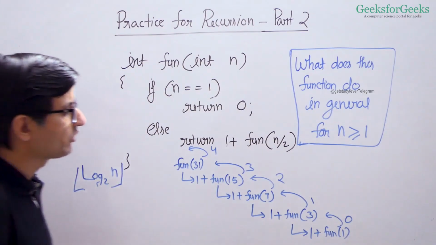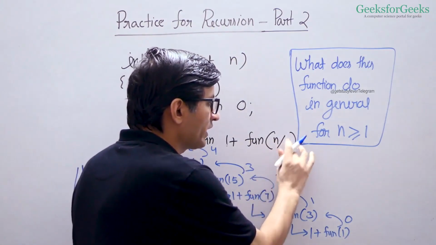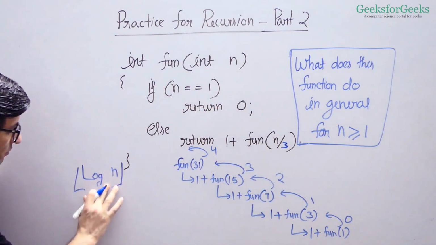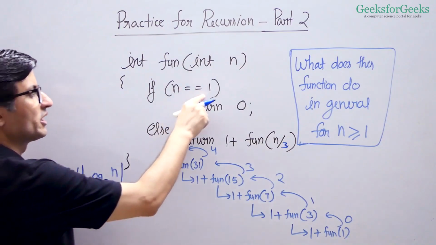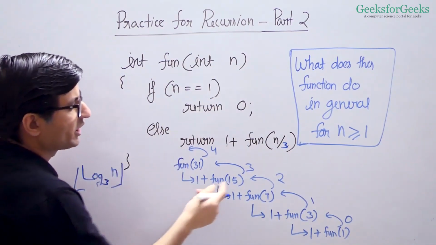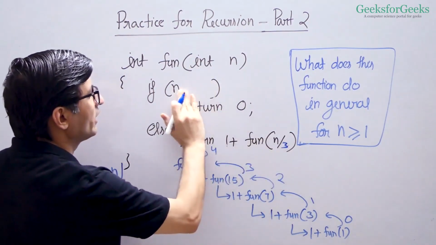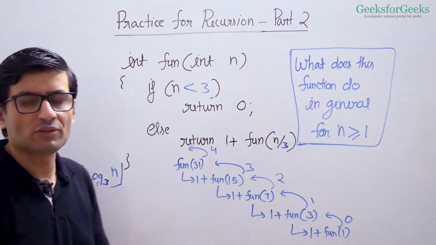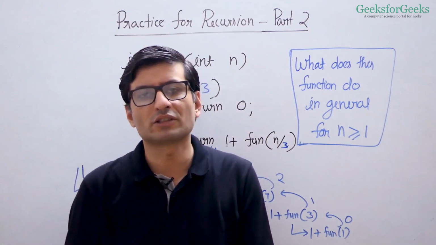Now a quick question for you. If I do division by 3, then what will you get? You will get floor of log of n to the base 3. You need to change the base condition as well. The new base condition for 3 would be n is smaller than 3, right? When n is 1 or n is 2, for these numbers, you are going to return 0.